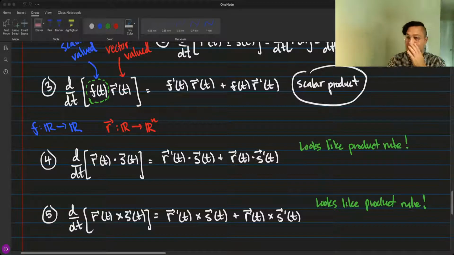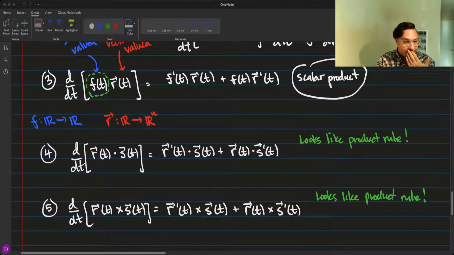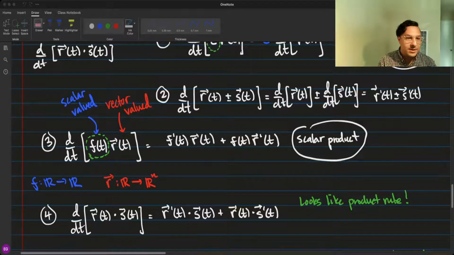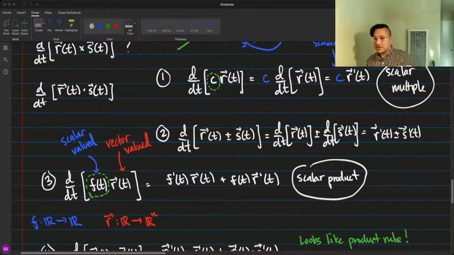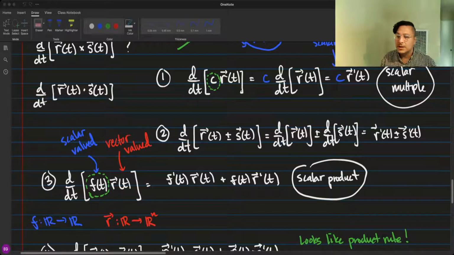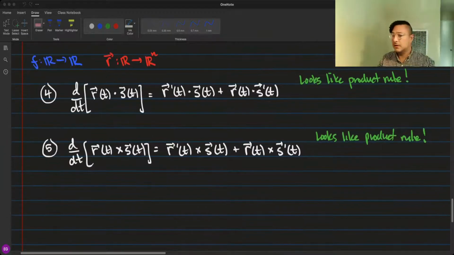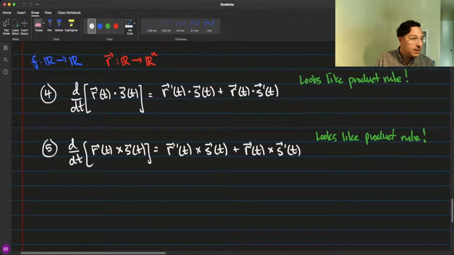Yes, the product rule. Okay, cool. So we have these rules that look a lot like the regular derivative rules. You have the constant multiple rule, which we call the scalar rule. We have the sum and difference rule, right? You can just add them like that. We have the scalar product rule. We have these product rules for the cross product and the dot product. And then you get another one actually.